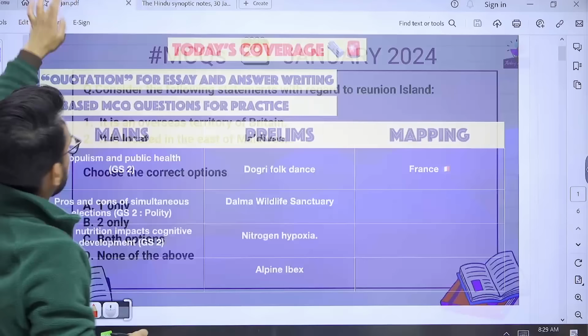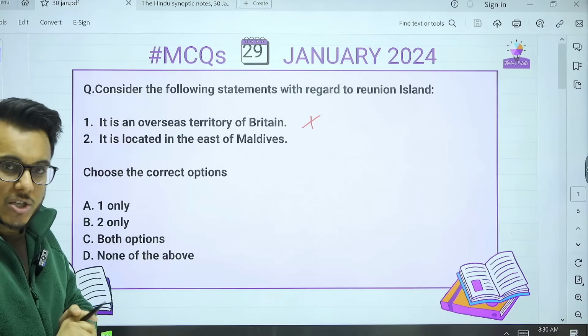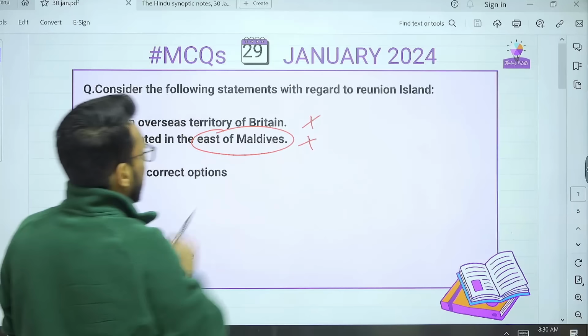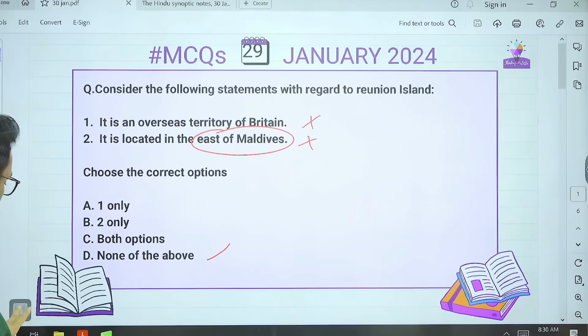Consider the following statements with regard to Reunion Island. It is an overseas territory of Britain. No, it is not of Britain. It is of France. Recently, we have seen that it was mentioned in the article also. It is located in the east of Maldives. No, it is not located in the east of Maldives. I will show you the direction also. So choose the correct option. What is the correct option? None of the above, D.